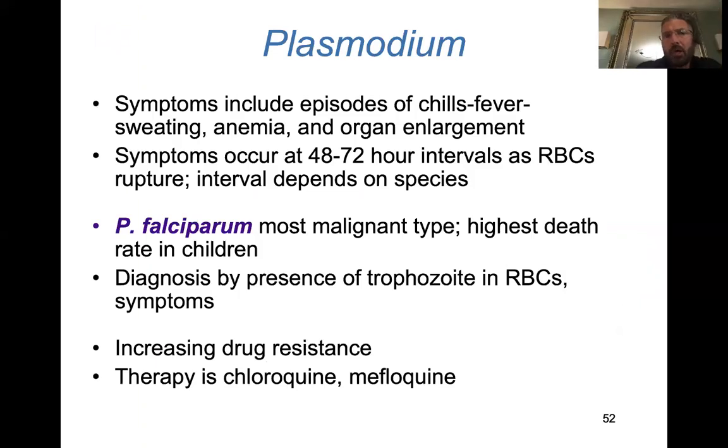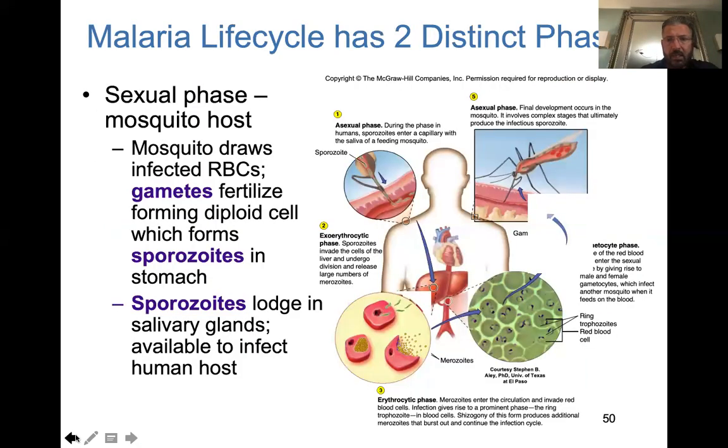So Plasmodium symptoms include episodes of chills, fever, sweating, anemia, and organ enlargement. If they give you a case study, that's always going to be key. They're going to have episodes of chills and fever, sweating, anemia, and organ enlargement. So think about this for a minute: every 2 to 3 days. Let me go back here for a second, just so they give you a case study on this.